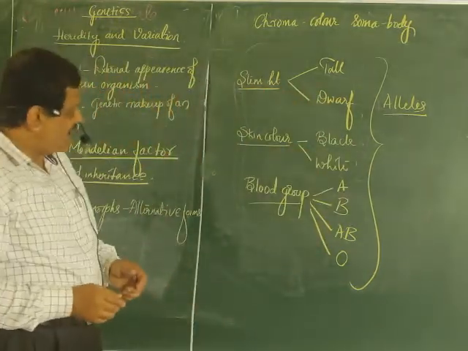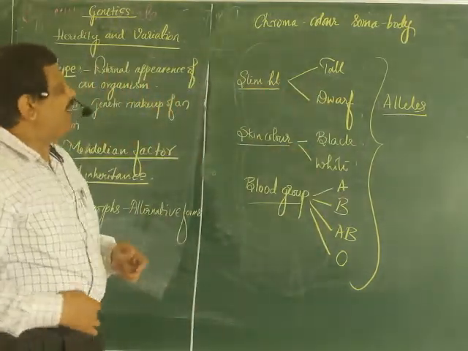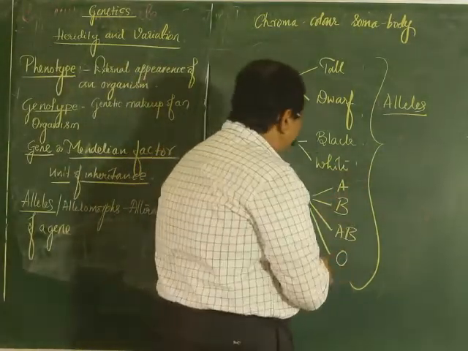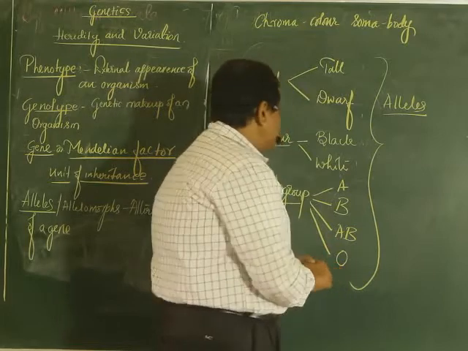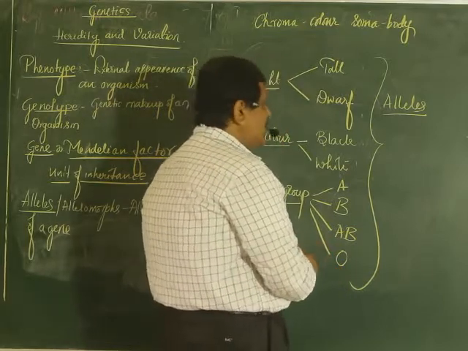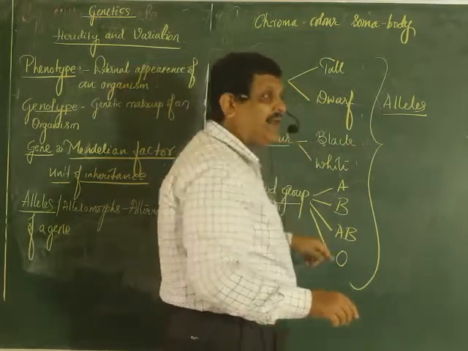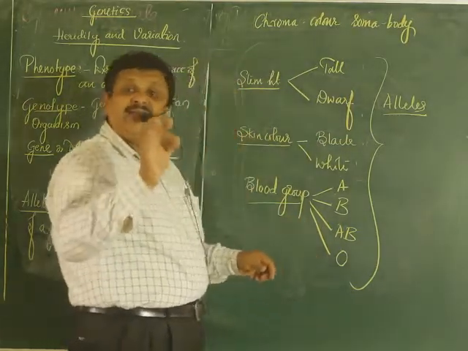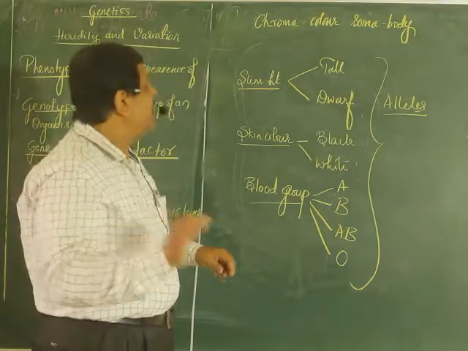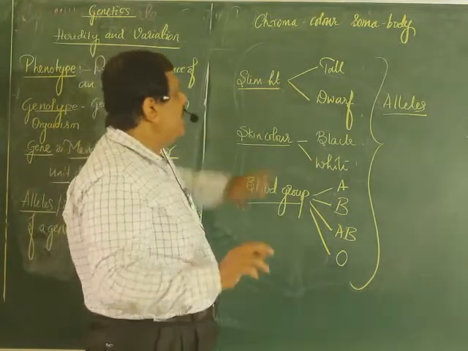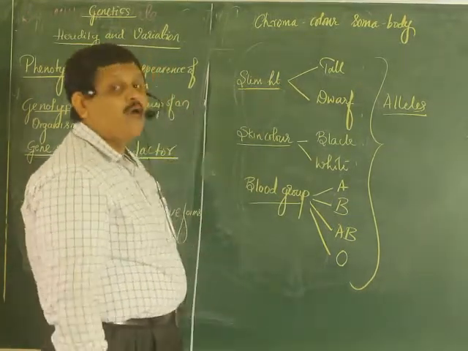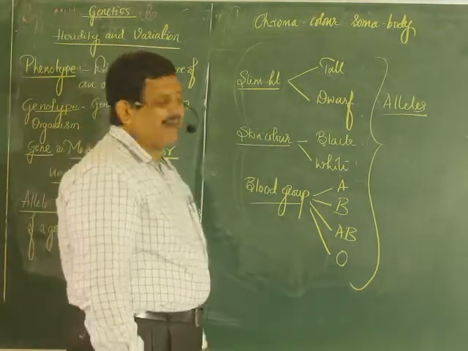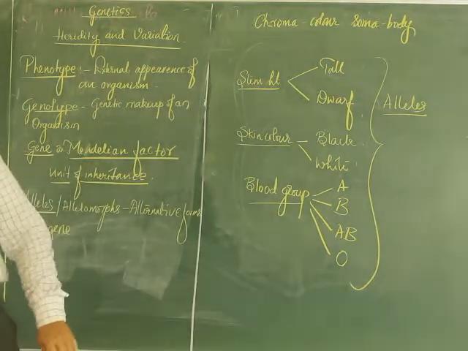And dear students, this alternative factor will be there for most of the characters, and they are called alleles or Mendelian factors. Why are they called Mendelian factors? Because Mendel studied this concept for the first time. He gave the idea of tall and dwarf pea plants. Hence, it is called Mendelian factor. So, now you got the idea of alleles.